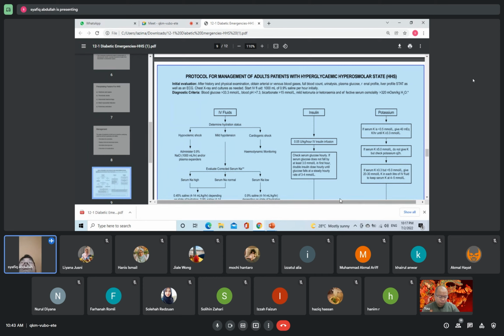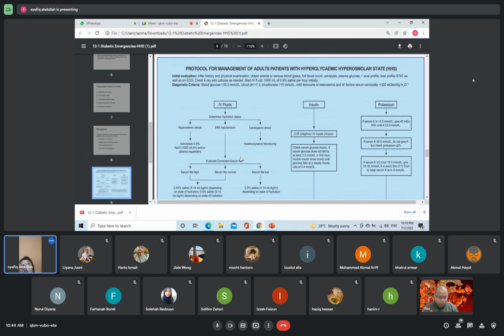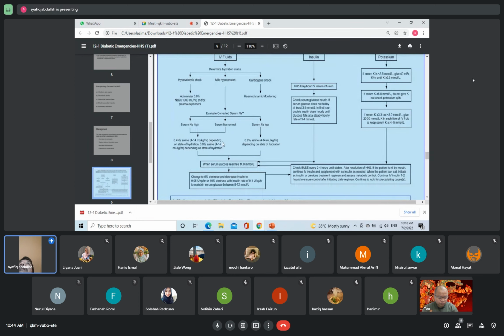IV fluid. How much to give? We need to determine clinically the hydration status. If the patient in hypovolemic shock or mild hypotension or in cardiogenic shock. If the patient is in hypovolemic shock, we can give normal saline or any plasma expanders. If the patient is mild hypotensive, we can evaluate corrected serum sodium. So if serum sodium high, we can change to 0.5 half saline, depending on the state of hydration lah.